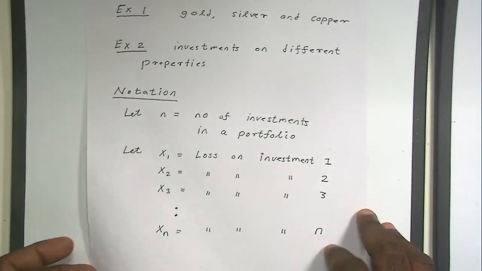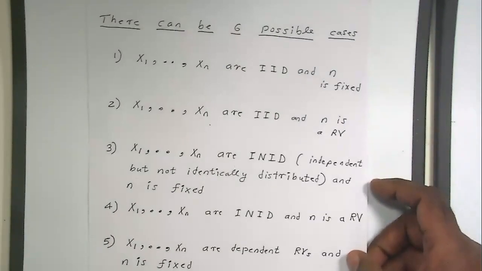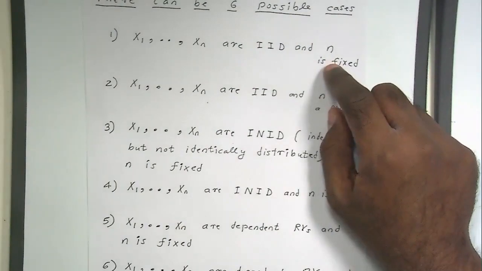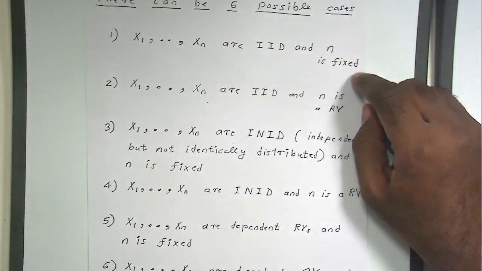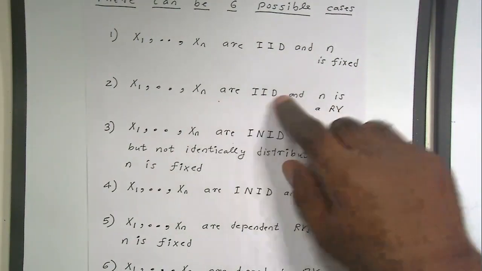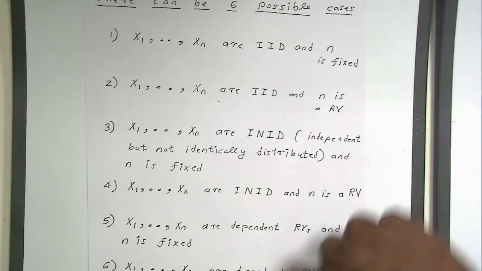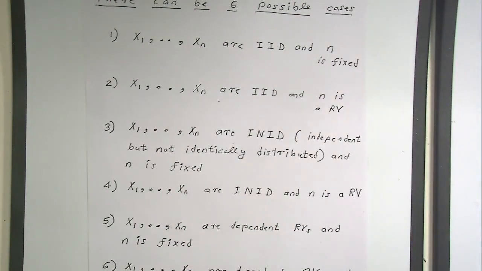And there are 6 cases to consider. These are the 6 cases we need to consider, right? So case 1 is where the losses are IID and the number of investments is fixed. Case 2 is where the losses are IID and the number of investments is a random variable, and so on. Last week we did the first 3 cases, cases 1, 2, and 3. So this week we're going to do the last 3 cases, 4, 5, and 6, right?